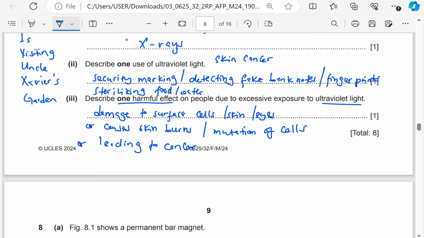Instead of saying damage to surface cells, skin, damages to eyes, you can talk about eye conditions such as cataracts. The condition where you feel like you have a fog on your eye lens, that is cataracts. That eye condition could be a result of excessive exposure of your eyes to ultraviolet rays.